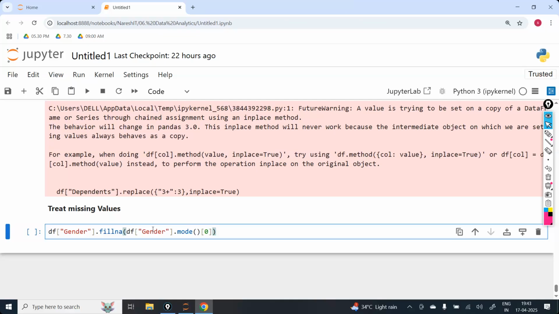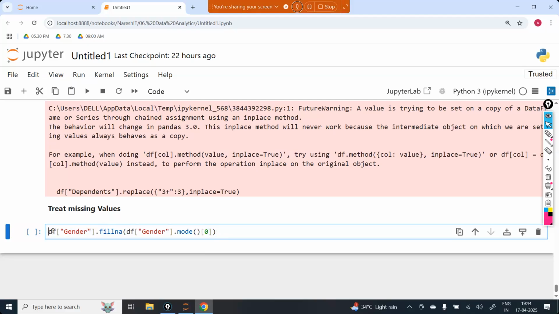If multiple modes are there, first mode it has to consider. That 0 indicates the first mode, because modes can be multiple. When you see in statistics, as I've told you, modes can be multiple. Whenever you apply df of any column dot mode, you will get the index name also along with that. For mean and median, index name will not be visible. For mode, index name also will be visible. Okay, this is df of gender.